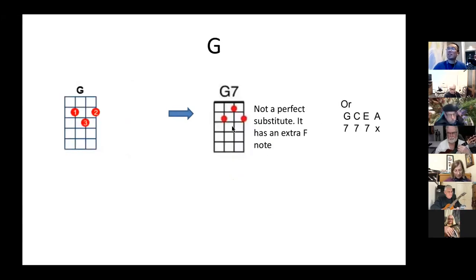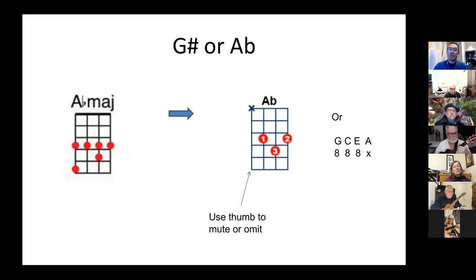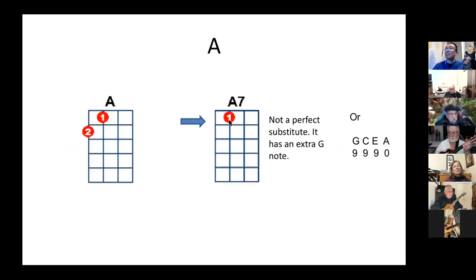G, like I said, G7 is often used as a substitute, but it's not perfect because it has an extra note. Here's another substitute. And then G sharp. Once again, you use your thumb to mute, and you play it like a G shape, and then you use your thumb to mute. So this is what I use, the thumb to mute. A7 is not a perfect substitute, but it's easier because it's only one finger.